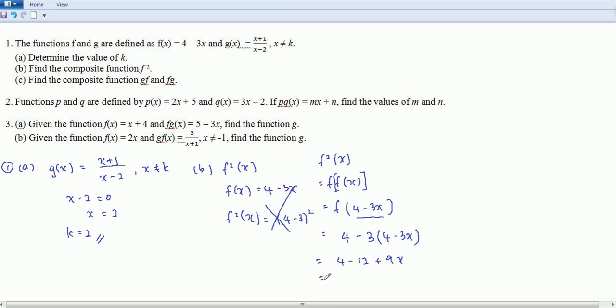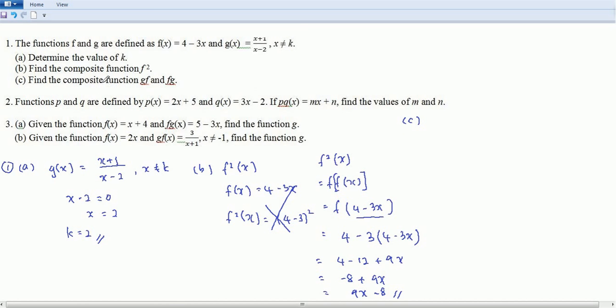So the answer is 9x minus 8. This is the composite function f squared of x. Then we go to part C.